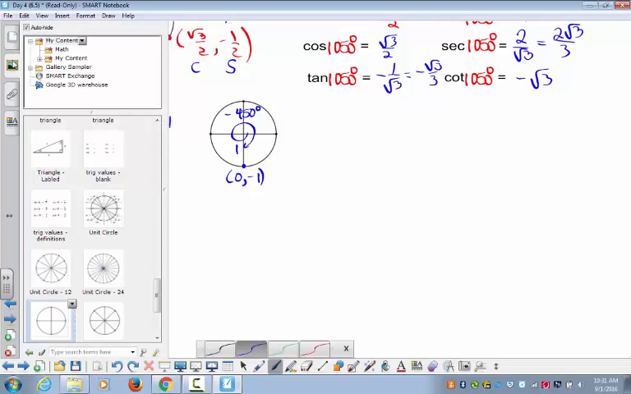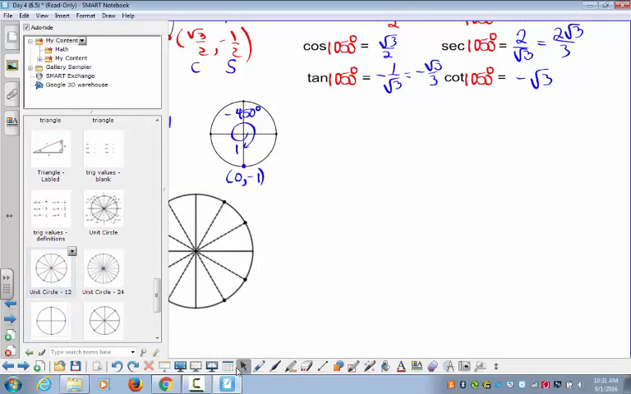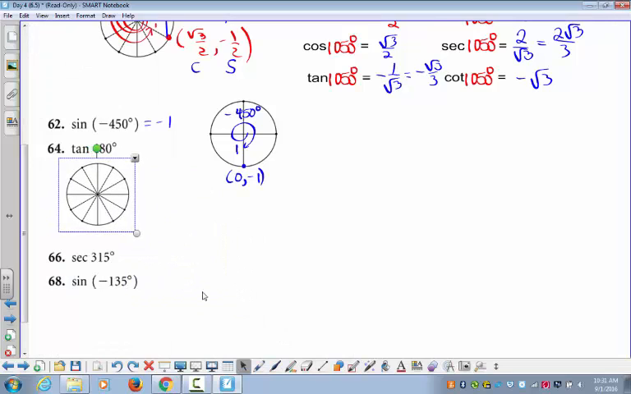What's that one? Multiple of 30, right? Good. So if we look at that, let's find 480. And it's positive, so we are rotating counterclockwise. There's 360. And then 360 plus 90 is 450, and then 30 more. So that would be 480. We can think of it as 360 plus 120. 360 plus 120 is 480.